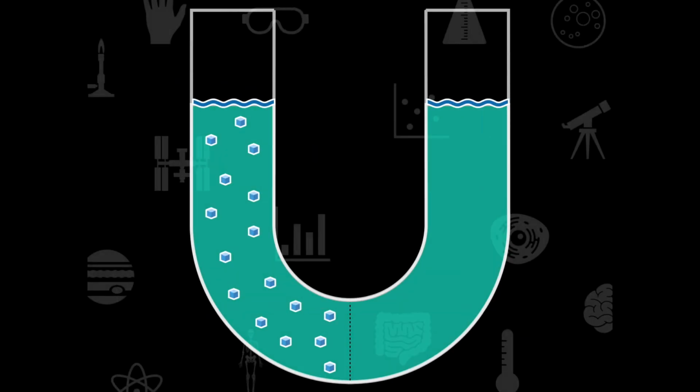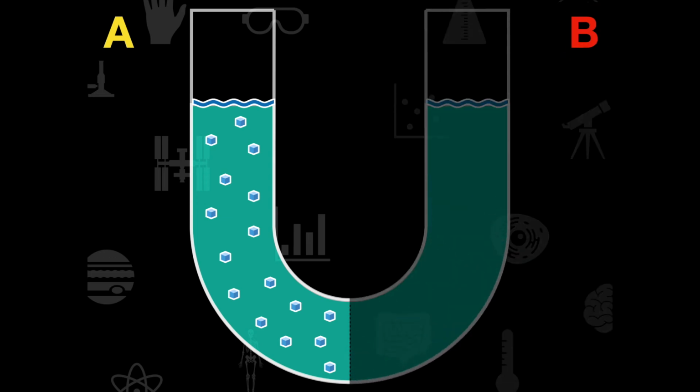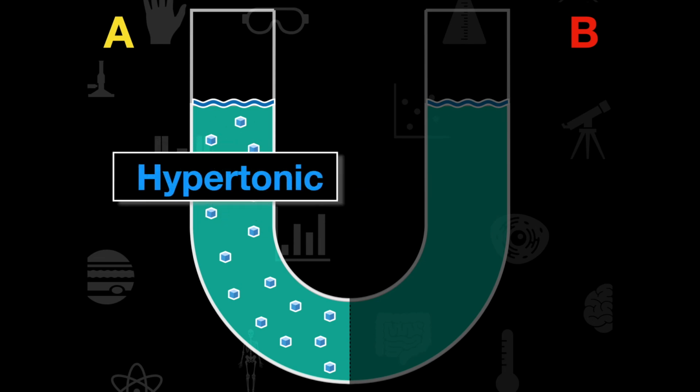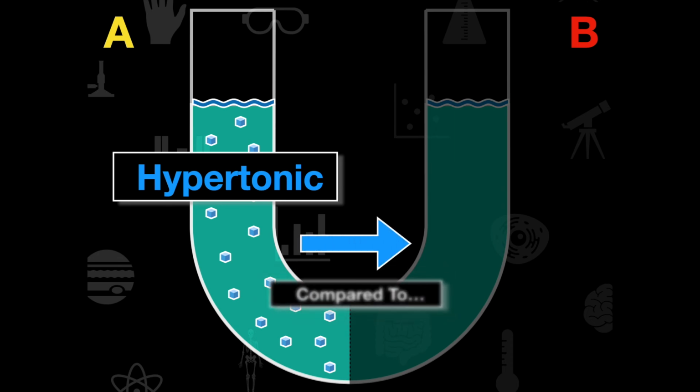Now, if we think about our vocab words in relationship to this U, let's compare side A versus side B in this scenario. Side A is going to be more hypertonic as compared to side B because there is more salt in that solution. Again, if you're hyperactive, you have lots of energy. If it's a hypertonic solution, there's lots of salt. Side B is going to be hypotonic in relationship to the hypertonic side on the left, A. But again, we want to use only one of these vocab words when talking about these solutions.